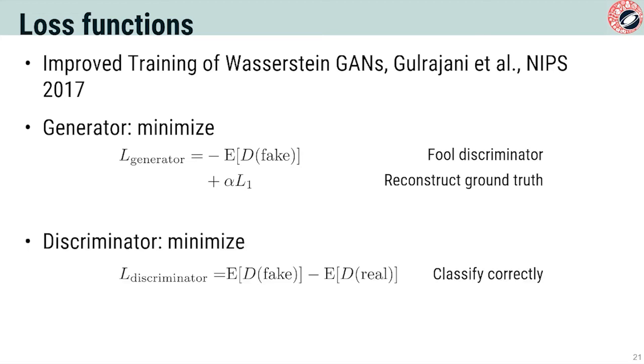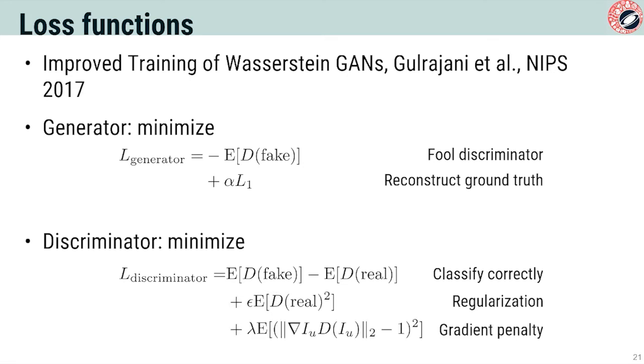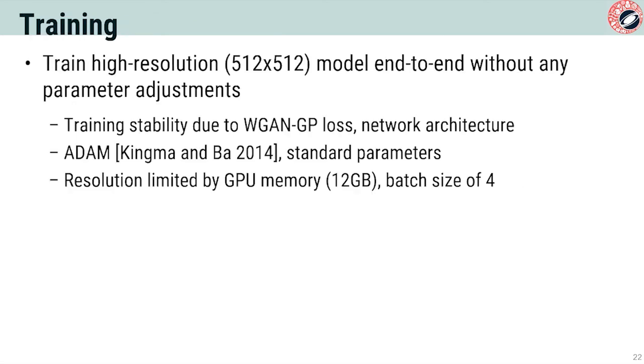The discriminator loss is designed to first classify the image correctly into fake or real, which means minimize its output for fake inputs, maximize it for real inputs. In addition, the discriminator includes a regularization term and a gradient penalty. And for the details of this, refer to the paper by Gulrajani that explains in detail why this makes sense from a theoretical perspective also.